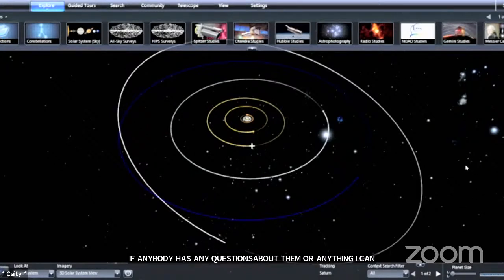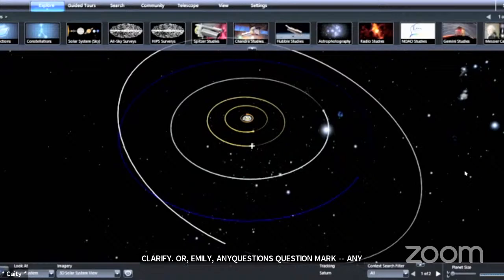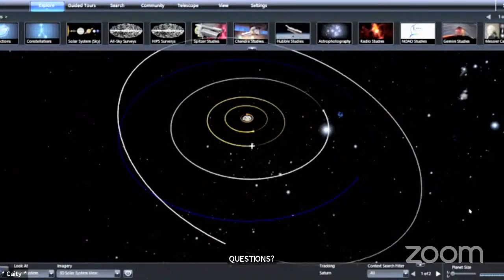A couple specifically about rogue planets. First, do they tend to be bigger than our planet? And also, how long does it actually take for a rogue planet to be flung out of the solar system?